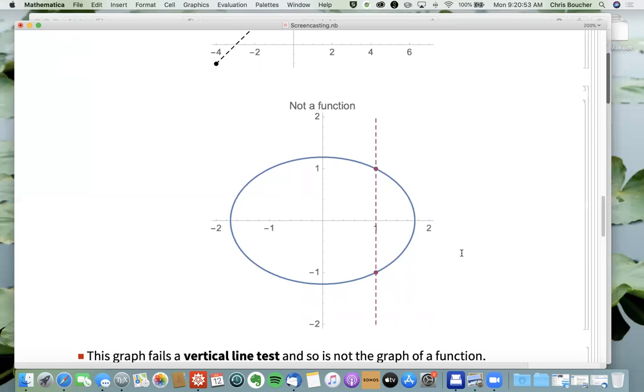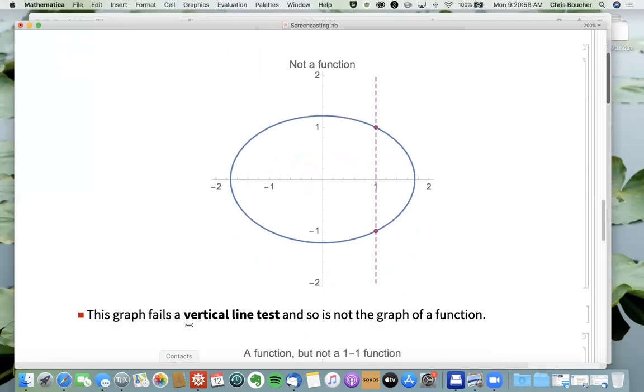So we have a really nice way of telling when a graph is not a function by using something called the vertical line test, right? If a vertical line hits the graph more than once, then the graph's not a function.